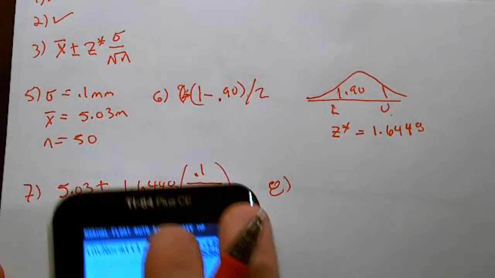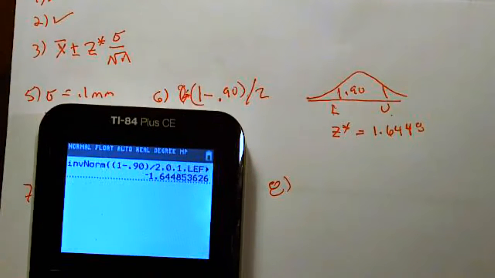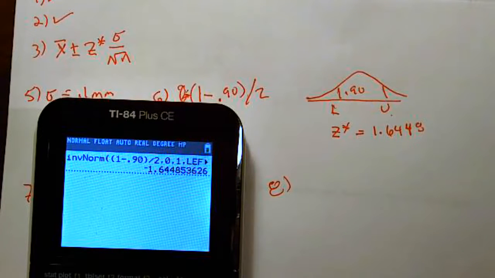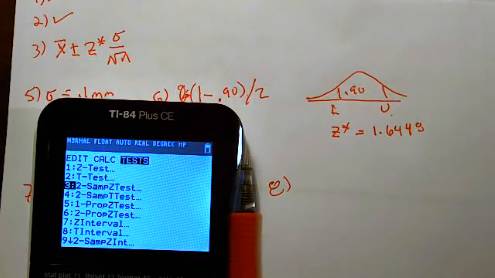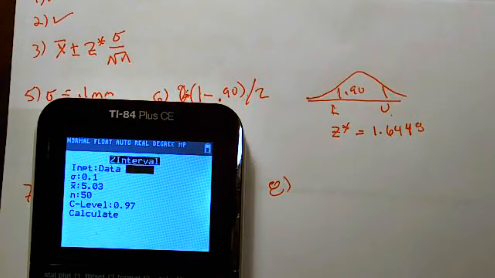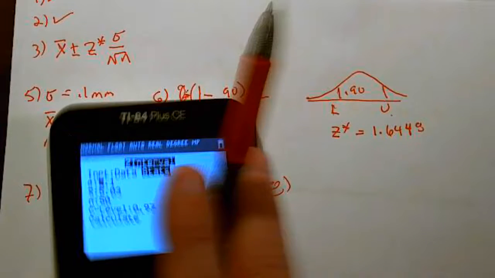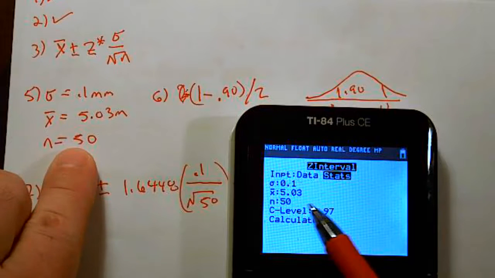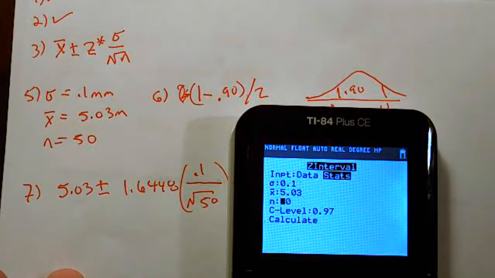Well, in this case, I need to calculate it first. So to do that, I'm going to go stat, test, and I'm going to drop down to number 7, which is Z interval. So you're going to scroll down to Z interval. My standard deviation in this case, we said it was 0.1. My X bar is 5.03. My N was 50. And I'm going to change my confidence level to 0.90.